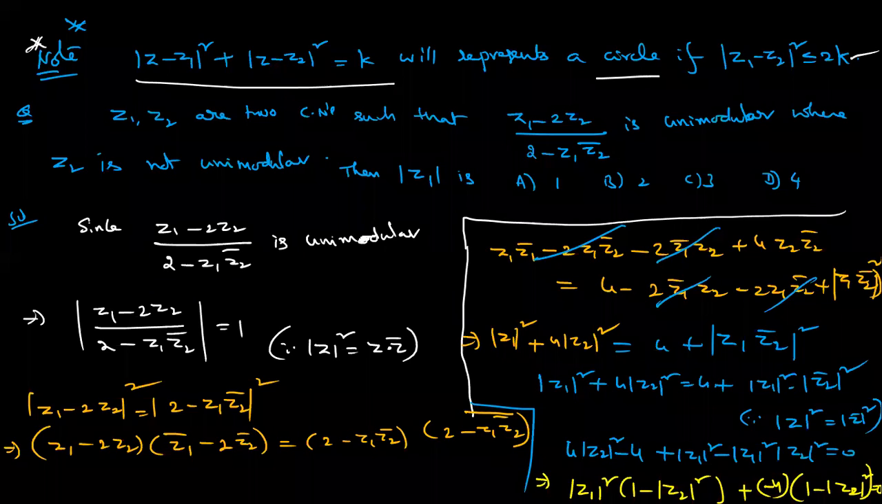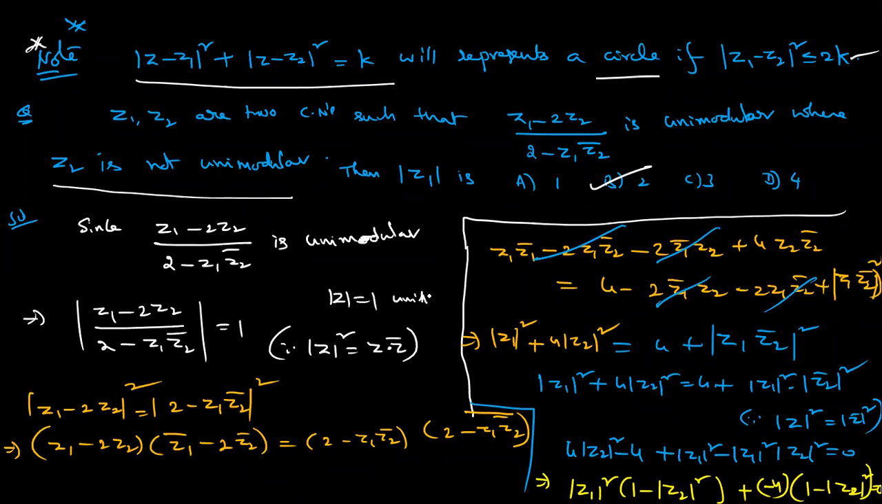In the meanwhile, I write down one more question. Z1, Z2 are two complex numbers such that one expression is unimodular, where Z2 is not unimodular. Then find the value of modulus of Z1. Simplify. We are getting the answer B, B for Bombay. Unimodular means that mod Z is equal to 1. That is called unimodular.